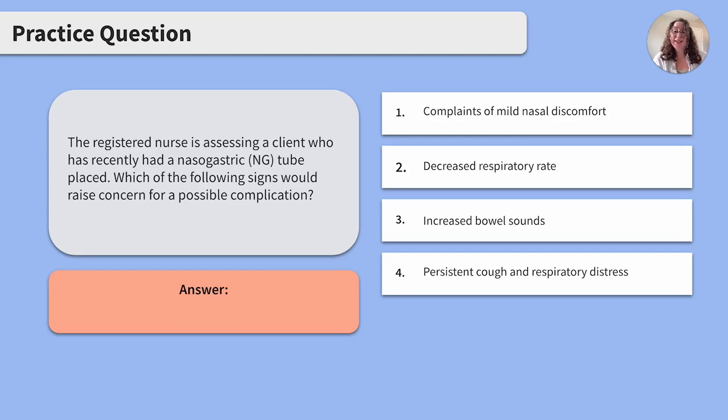And last, an increase in bowel sounds. This would not typically indicate a complication related to NG tube placement. It may suggest normal gastrointestinal functioning. So with that, our correct answer is number 4, a persistent cough and respiratory distress.